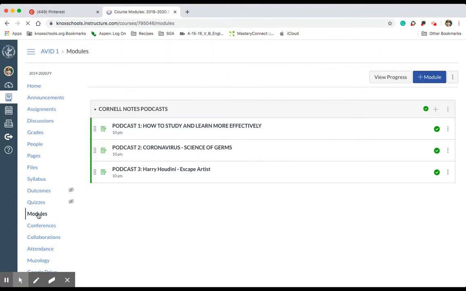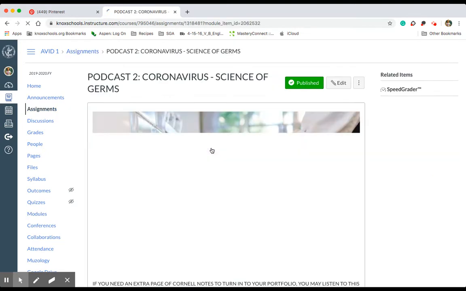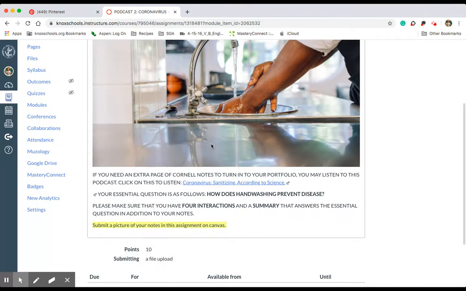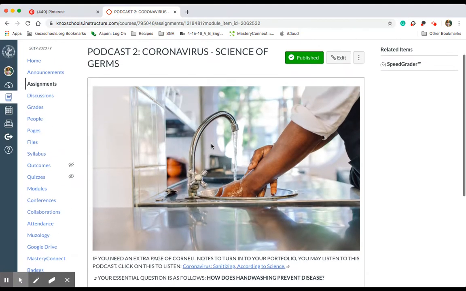The other two are very similar format. This one's probably not quite as interesting as the other one because it gets pretty technical into the science. But if you really like science, you will probably like this podcast. It talks about the actual science of hand washing and how that prevents coronavirus. So it's kind of relevant to what's going on right now.